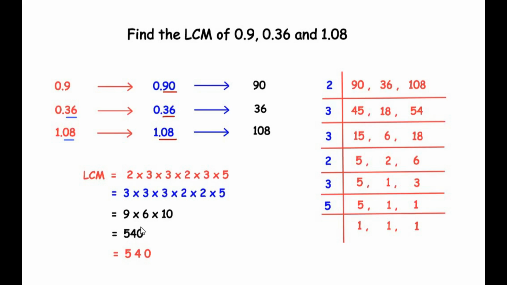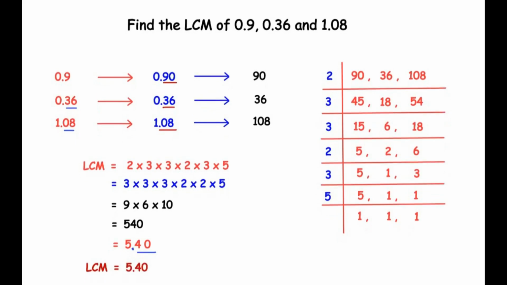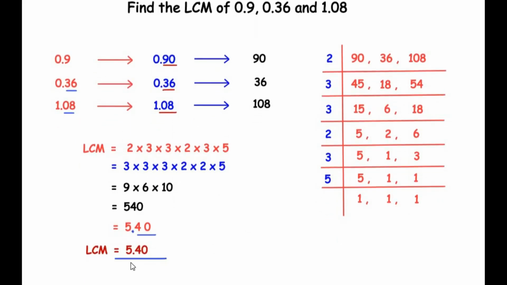Now this is not the LCM. We need to look at the arrangement we had made. After each decimal point you can see two digits. So we have to put the decimal point in the LCM in such a way that after the decimal point there are two digits only. If I put the decimal point here, there will be just one digit after the decimal point, so that is not the correct LCM. But if I put the decimal point over here, we have two digits after the decimal point. So the LCM of 0.9, 0.36 and 1.08 becomes 5.40. This is our answer.